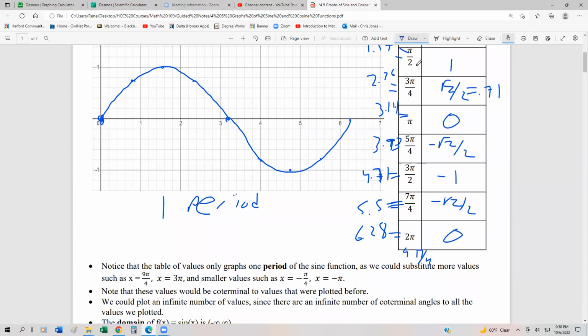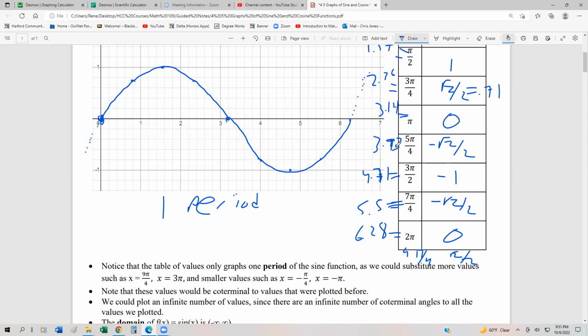But we also know that if I wanted to, I could also figure out 9 pi fourths, and 9 pi fourths is actually going to be coterminal to pi fourths. So that would be root 2 over 2. So I would have another point somewhere up here, like at 0.71. And the graph would keep going forever, and it would keep going in this direction as well.